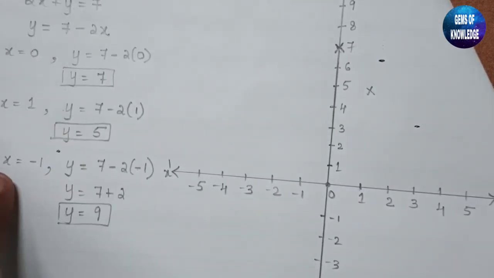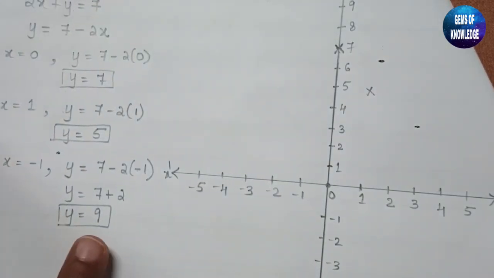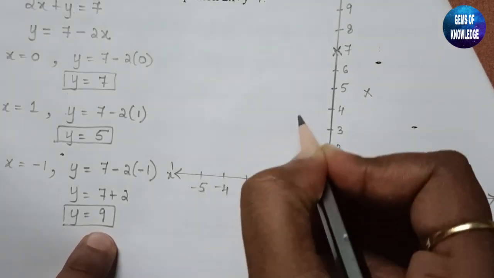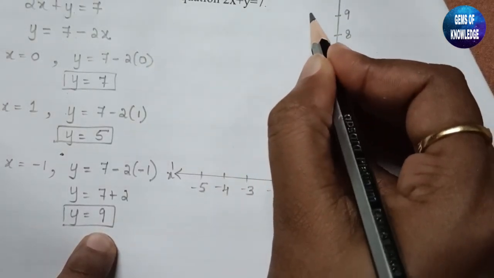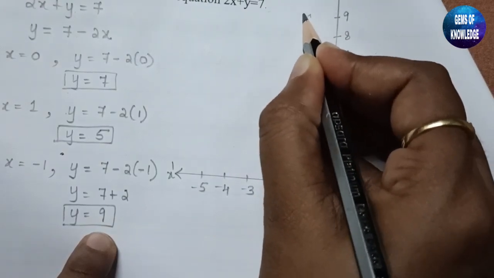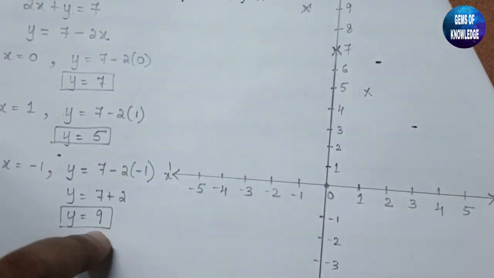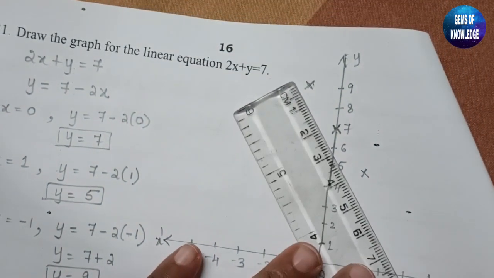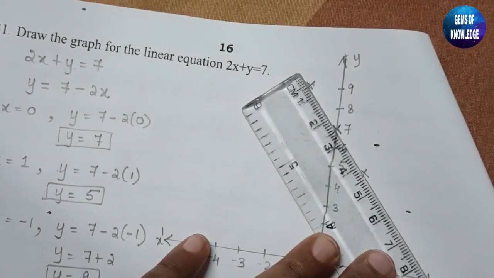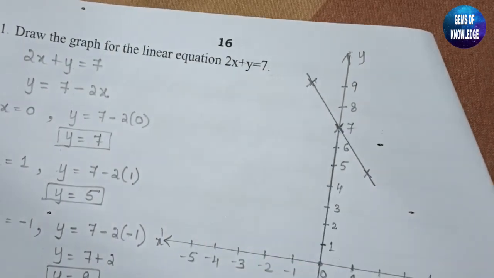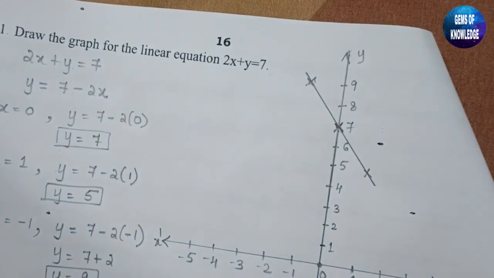Then if x equals minus 1, then y will be 9. Not minus, sorry, positive 9 we are getting. So we'll get your point somewhere here. Now you can see the points as they are. We need to join them. So this is the graph of the linear equation.